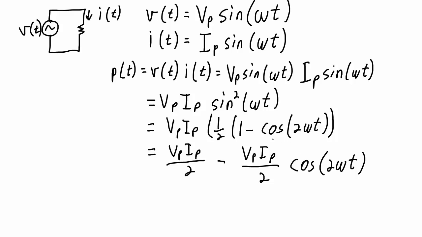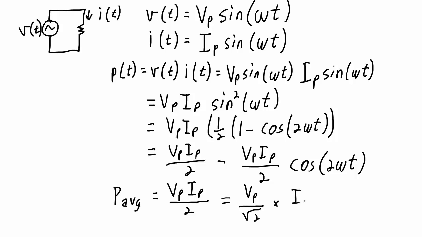So looking at the average power, the average of a cosine expression is going to be 0. So if we're calculating average, that whole part goes away. And the average of a constant is simply going to be that constant. So it's just splitting out the average. The average power is equal to Vp times Ip over 2. And if we split this up into a voltage part and a current part, we get Vp over root 2 times Ip over root 2.